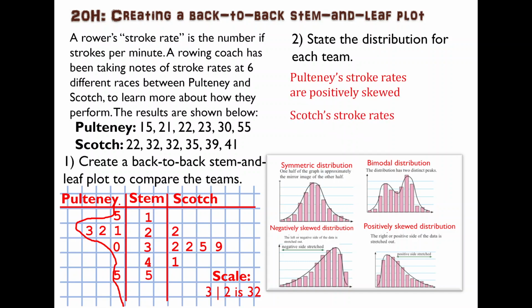Pulteney's stroke rates are positively skewed because the positive end, the high end, is stretched out, and Scotch's stroke rates match a symmetric distribution. You can say that this is positively skewed on this side, and Scotch's stroke rates follow a symmetric distribution.